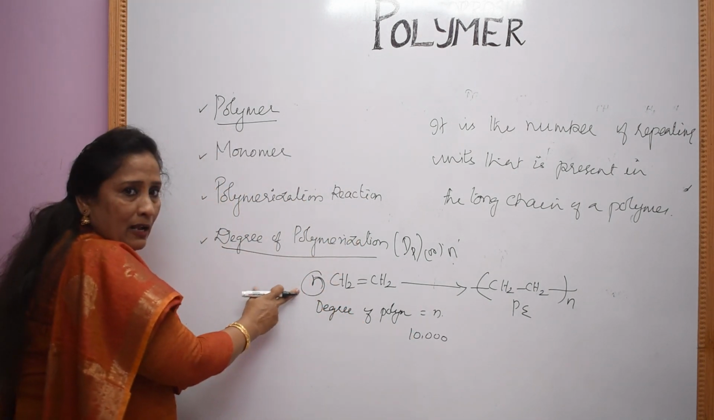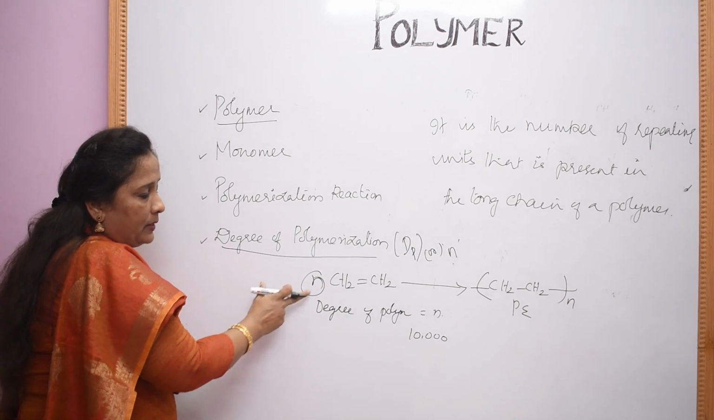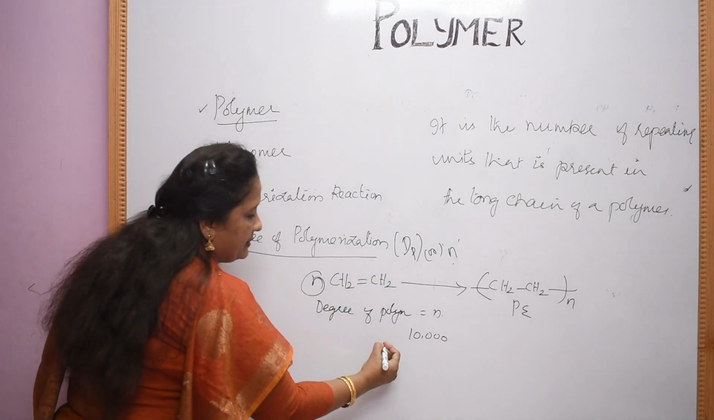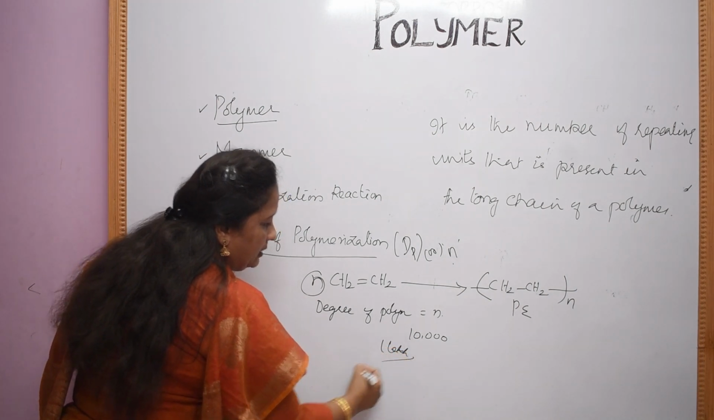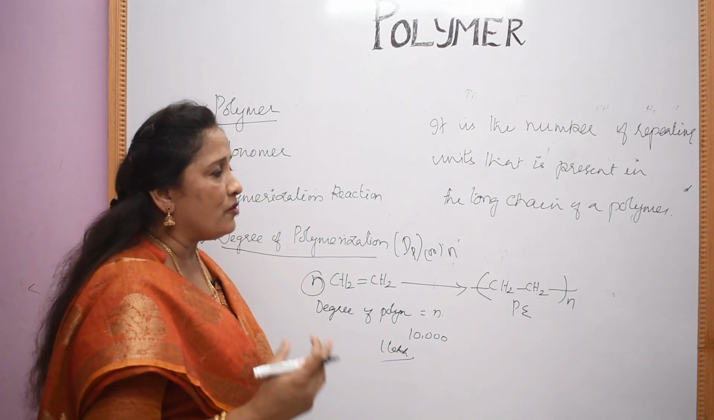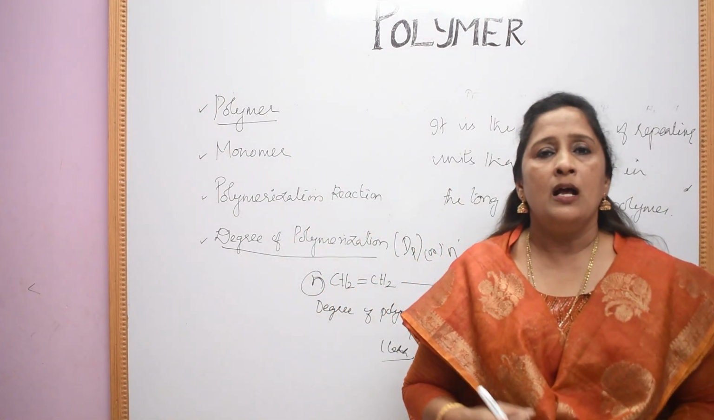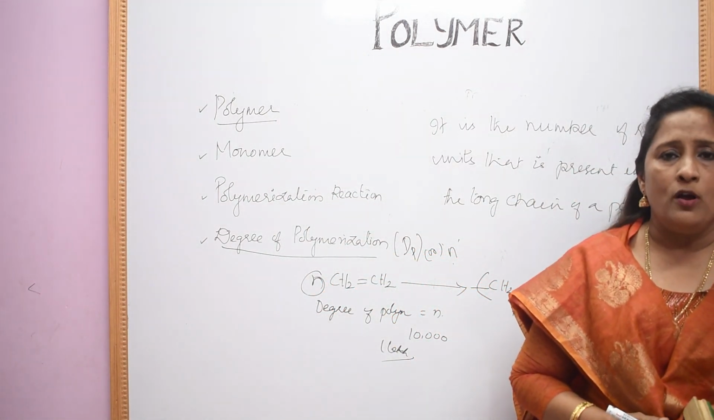Suppose 1 lakh molecules of ethylene are combining together, undergoing polymerization to give polyethylene, the degree of polymerization is 1 lakh. Right? So degree of polymerization is nothing but the number of repeating units that is present in the long chain of the polymer.